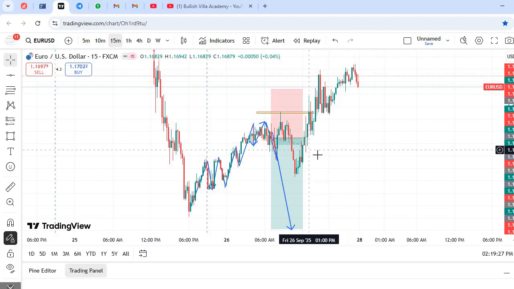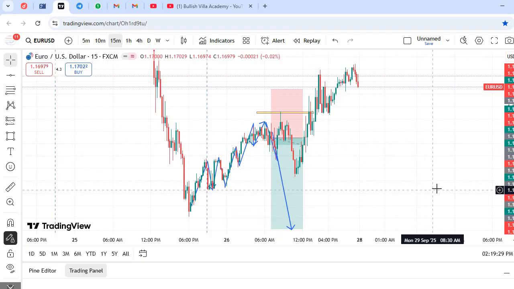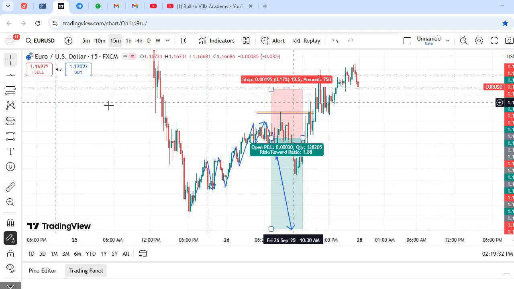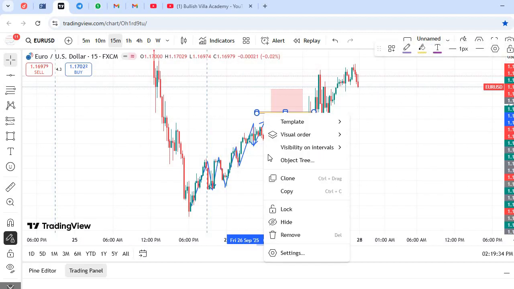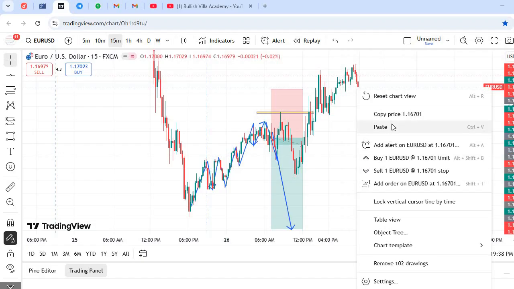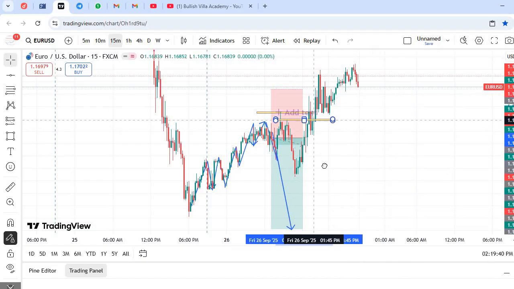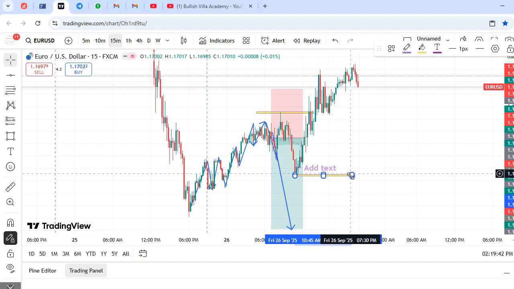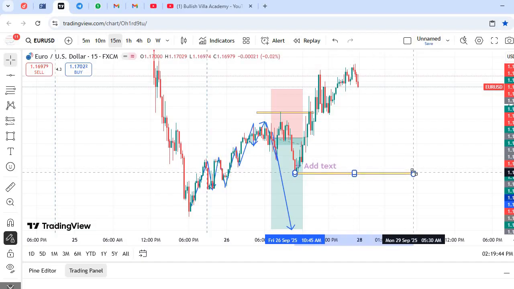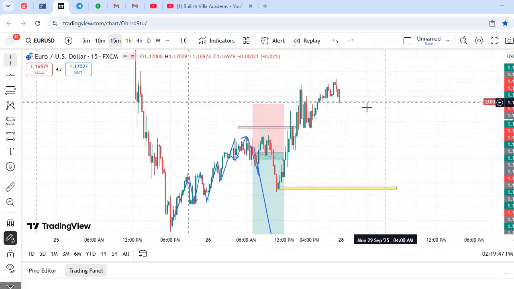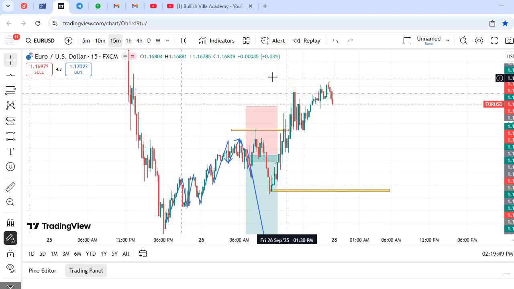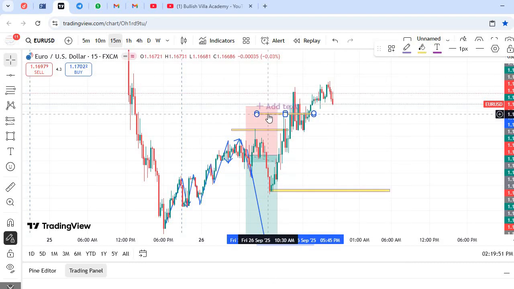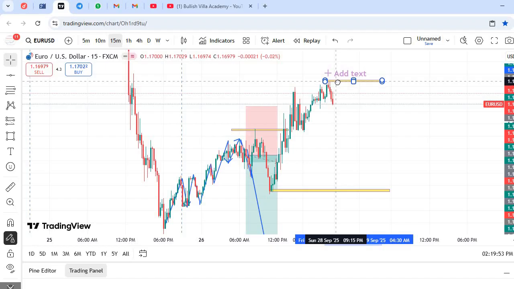You can see. So now, as it is now, because this was where the market closed on Friday, this is the last low. Can you see? This is the last low, and this is the last high here.